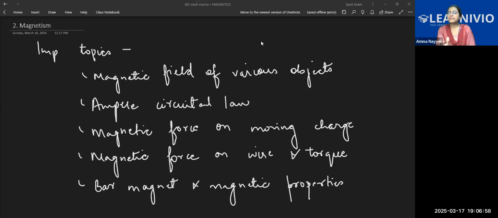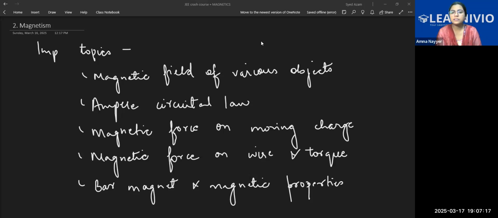See, yesterday we completed current electricity. Today, I think we just have 1 hour for the class, so let's not waste much time. I'm starting with magnetism. Magnetism means both chapters, the fourth chapter and the fifth chapter, that I'm starting with. And sir will be continuing the vectors part.